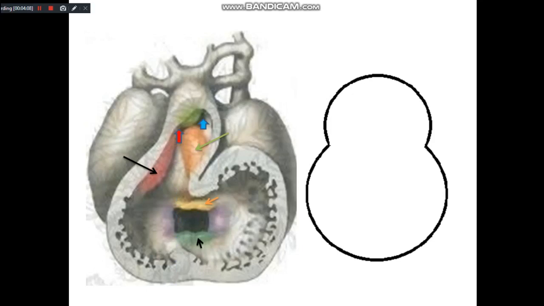aorta. Now in this diagram, what we see is that septum formation has started, that is, these two cushions in the atrioventricular canal. Meanwhile, a septum arises from the roof of the common atrial chamber. This is known as the septum primum. Meanwhile, another septum appears between the bulbus cordis and the primitive ventricle. This is the muscular part of the interventricular septum.